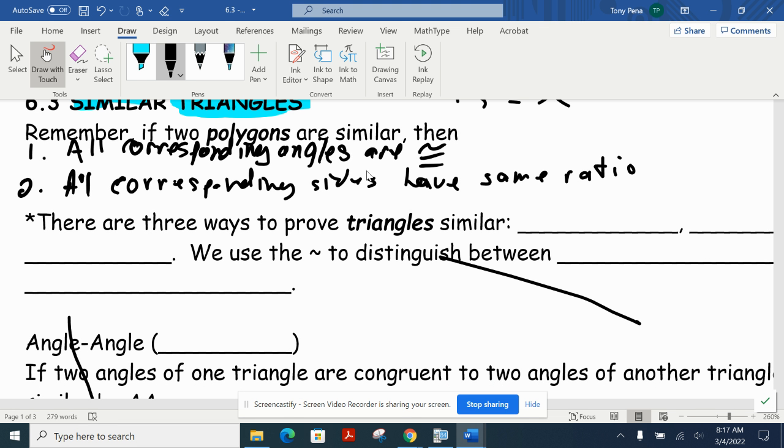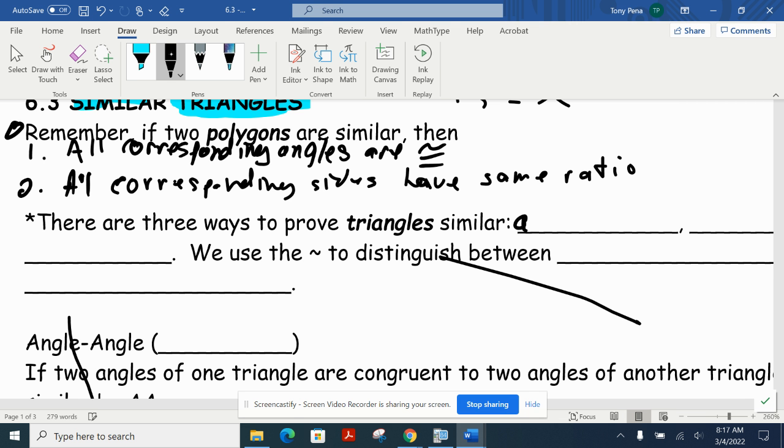We don't need to know every single angle. We don't need to know every side to kind of prove it. With triangles, there's a couple easier routes that we can take with that. That doesn't make us know every single angle and every single side. All right, and there's three ways that we're going to do this, and that's what you're going to fill in here in a second. So it says there are three ways to prove triangles are congruent.